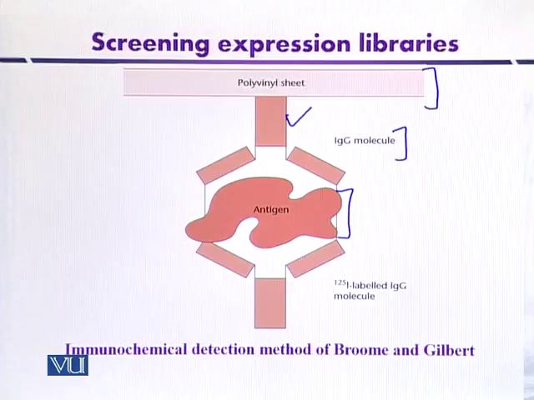Then the sheet can be lifted from the colonies, and then it is subjected to a second antibody reaction. Now the second antibody, which is again IgG antibodies, is labeled with iodine-125, so it is radio labeled, and then this radioactivity can be detected with X-ray film. So this is the basic immunochemical detection that was used by Broome and Gilbert in 1978.